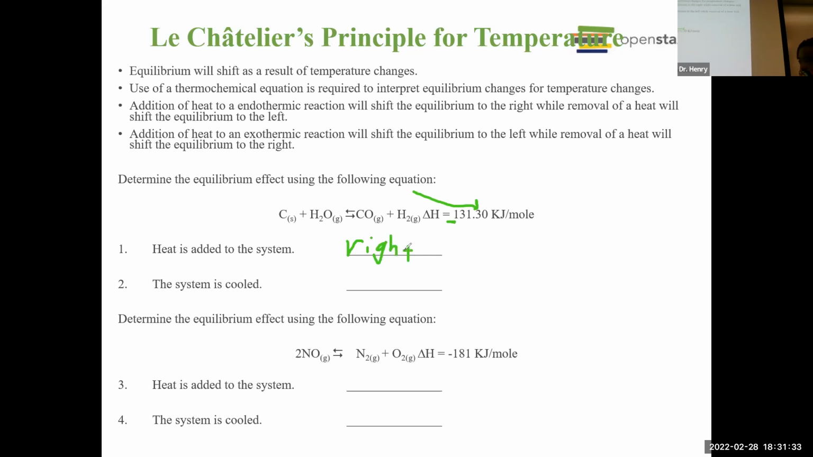So if we cool the system, in this case, now we're removing heat from our system. It's going to go to the left, right? Okay, so here, if we're heating up the system, it's going to go towards my reactant. So it's going to go to the left. And then if we cool down the system, it's going to go to the right.